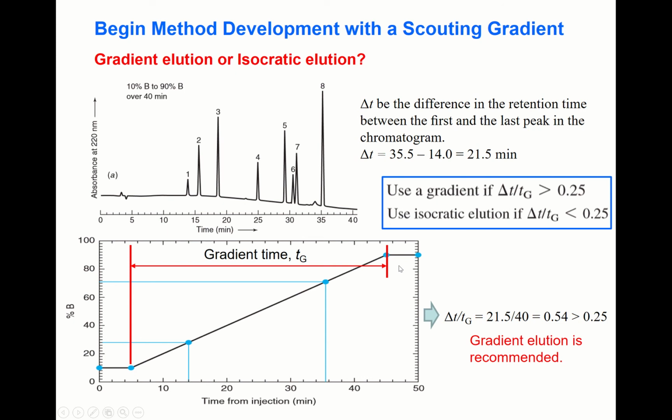So this linear gradient elution gives you better separation and shorter separation time. But you have to decide first whether you go for gradient elution or isocratic elution. How do you do that? How do you do that?